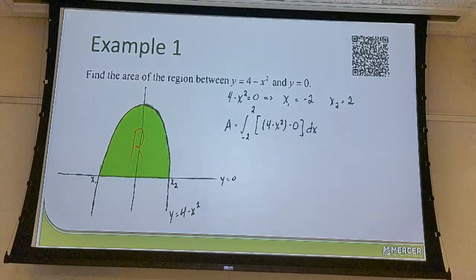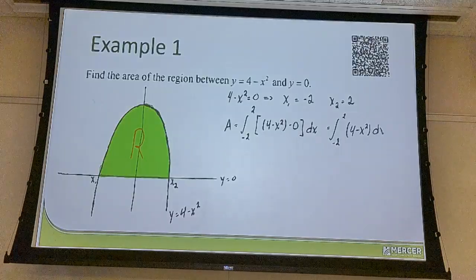That would be the area. That's easy because that is just the integral of 4 minus x squared dx, right? How do we evaluate that? First, we have to find the antiderivative. What's the theorem?